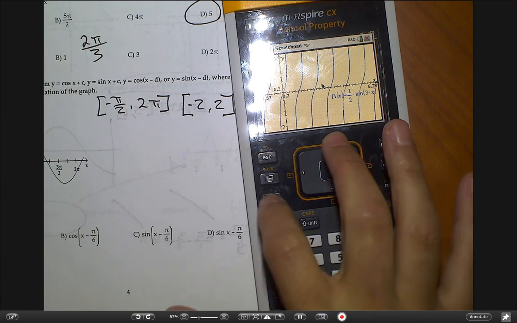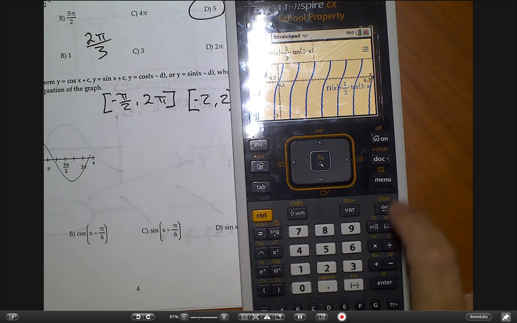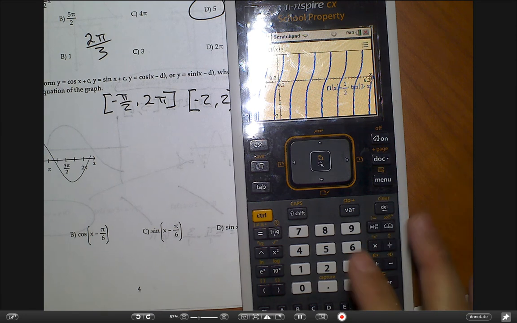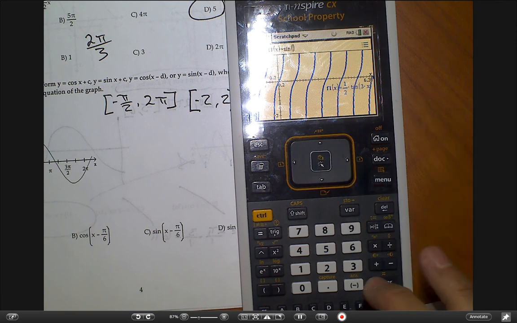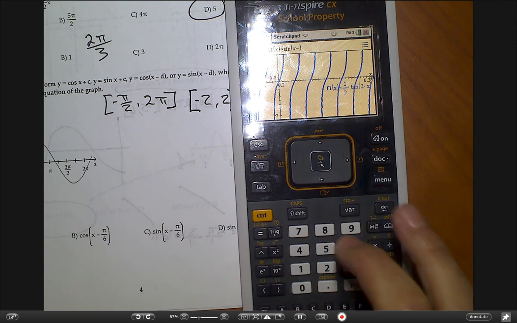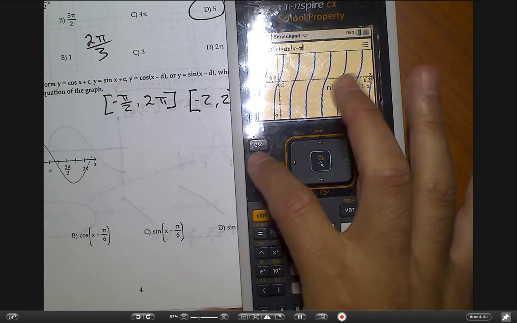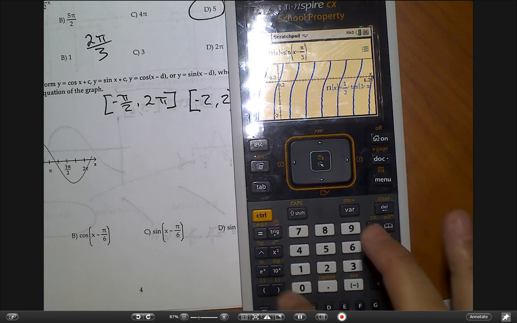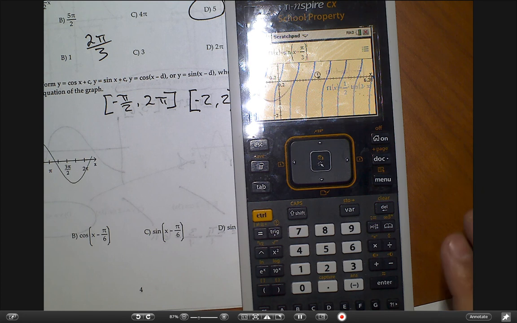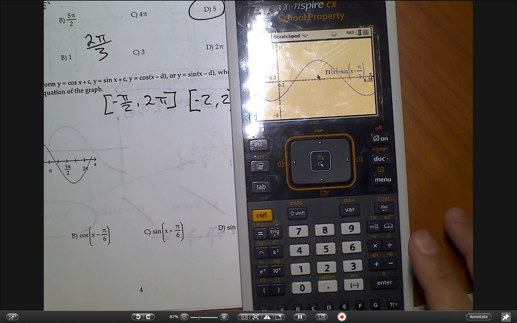Let's go ahead and enter the functions. So my first function is going to be sine of x minus pi over 3. Okay, that looks really close. Okay, that one looks close. Let's try another one. Let's try the cosine.